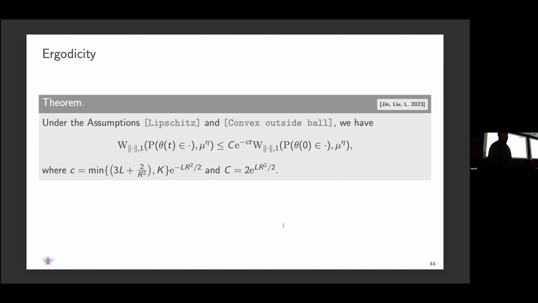And then what we see for ergodicity is there's a unique distribution, mu eta, and we converge to this unique distribution at an exponential speed. And neither prefactor nor rate depend on the dimension of the problem, which I think is nice.